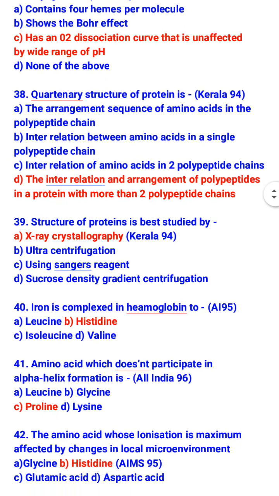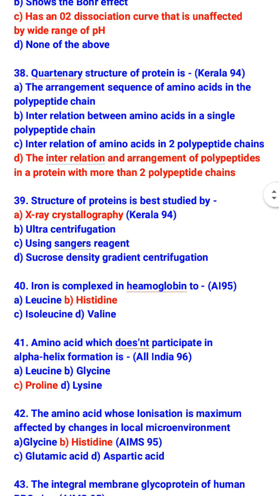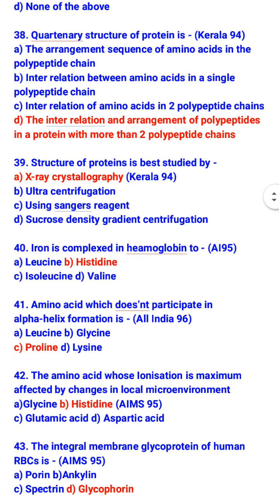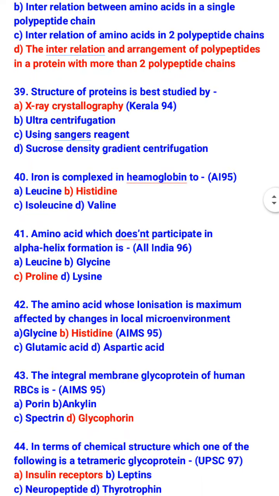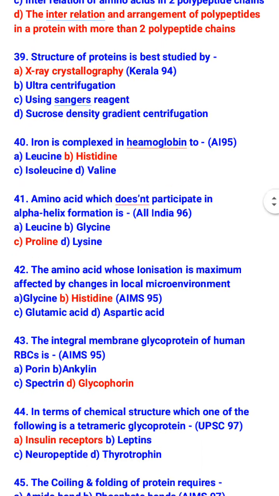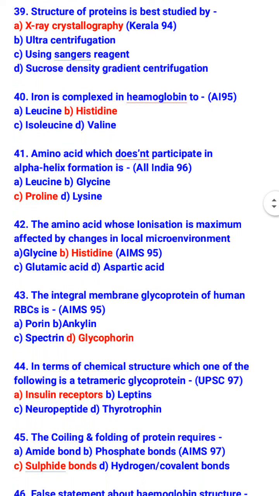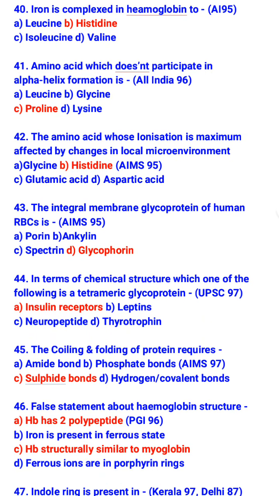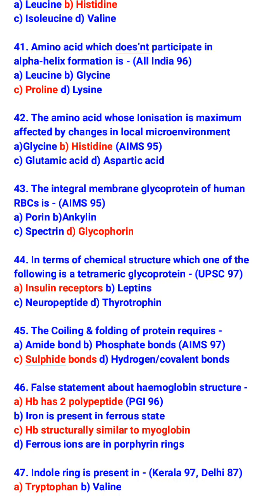Structure of protein is best studied by X-ray crystallography. Iron is complexed in hemoglobin to histidine. Amino acid which doesn't participate in alpha helix formation is proline. The amino acid whose ionization is maximum affected by changes in local microenvironment is histidine. The integral membrane glycoprotein of human RBC is glycophorin.